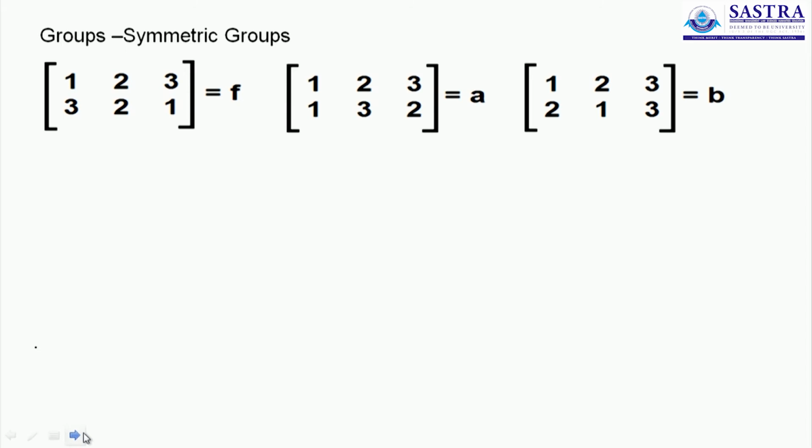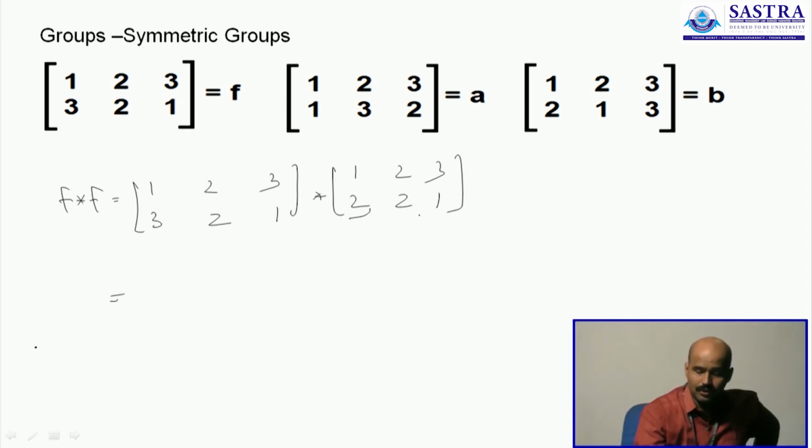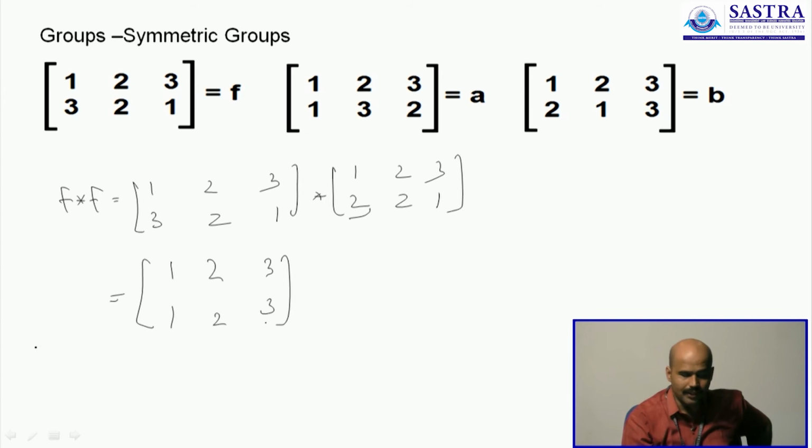Now let's also have a look at the other three elements. Let's see what they are. Let's try and find out what F star F is. F star F is 1, 2, 3, 3, 2, 1, star again 1, 2, 3, 3, 2, 1. Now when I multiply both, 1 to 3, 3 to 1, so I get back 1. 2 to 2, 2 to 2, so I get back 2 again. 3 to 1 and 1 to 3, I get back 3 again. Surprisingly, you see that F star F is E.